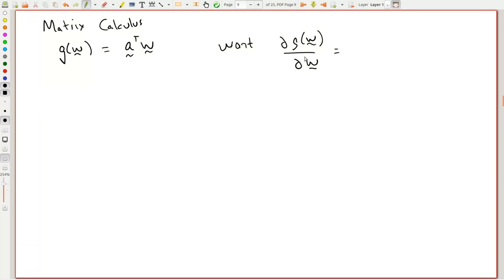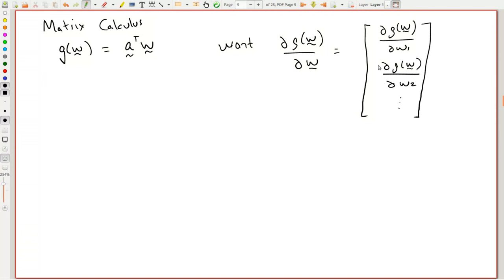The key thing that you should remember is that this derivative that we're going to compute is going to be of the same dimensionality as W. So we can think of this also as a column vector, where effectively we're taking the derivative of the function with respect to each element of W: W1, W2, and I could go all the way on to WD. So D of these.